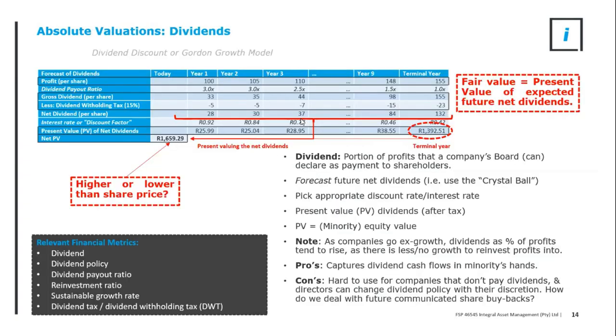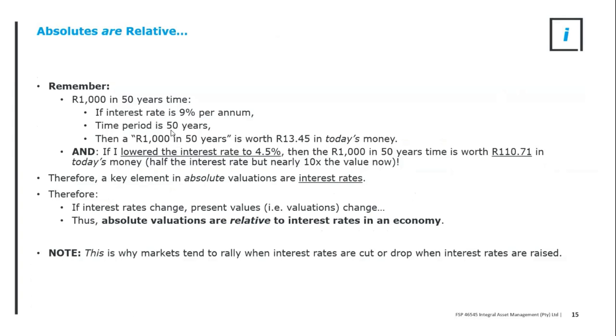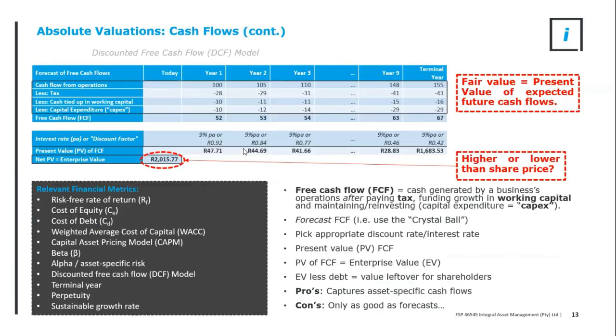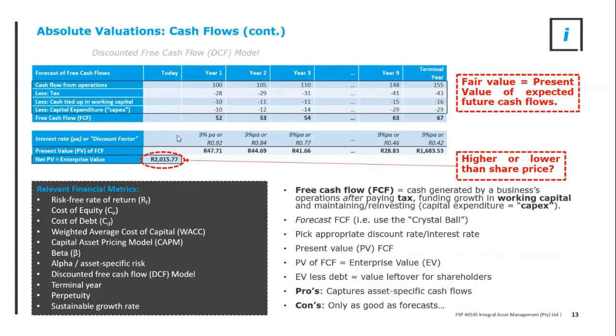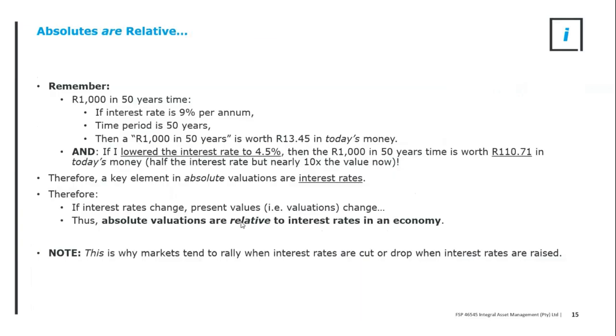Therefore, in the dividend model, in the free cash flow model, in absolute valuations where you're present valuing the future, interest rates are a key variable. And if you change the interest rate, even if your expectations for dividends and cash flows are exactly the same, your fair value will change, and sometimes by quite a large amount. And therefore, absolute valuations are in fact relative to interest rates in the economy. The reality is everything is relative, which is such a cliche, but it is also absolutely true.